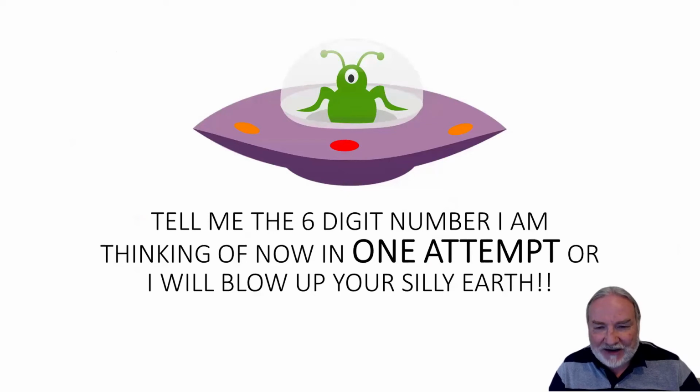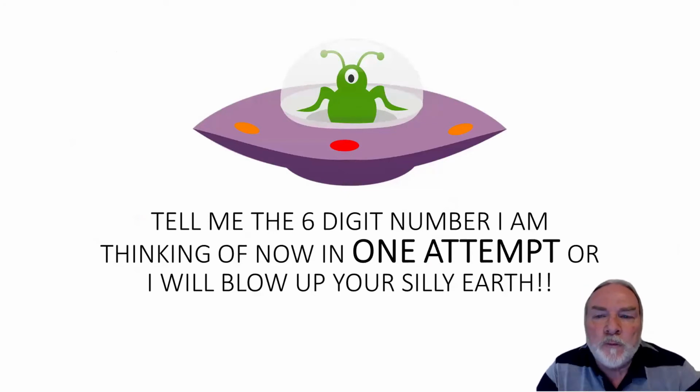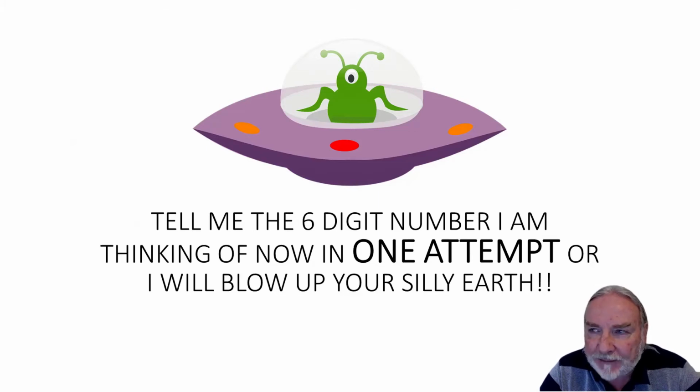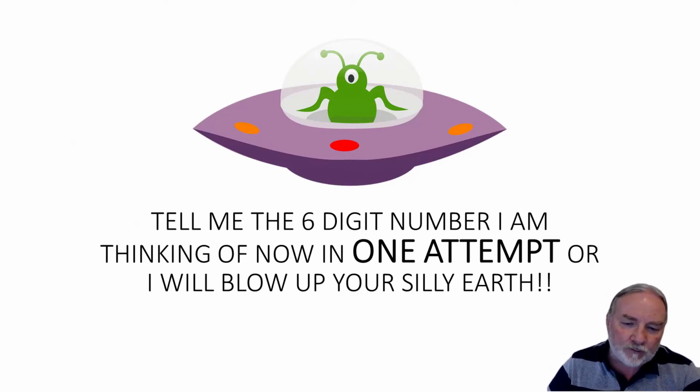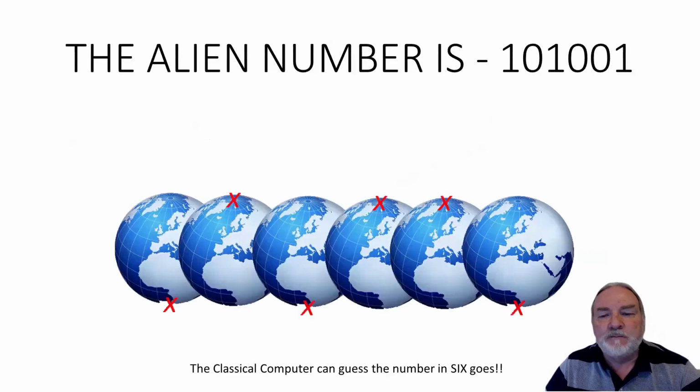Okay, here's a little joke I do to my students. An alien comes to Earth, floats over Earth and says, I'm thinking of a number, a 6-digit long number. So that's basically just 1 short of 1 million. And I want you to get it right in one go, or I'll blow up your silly Earth. Okay, the students like this.